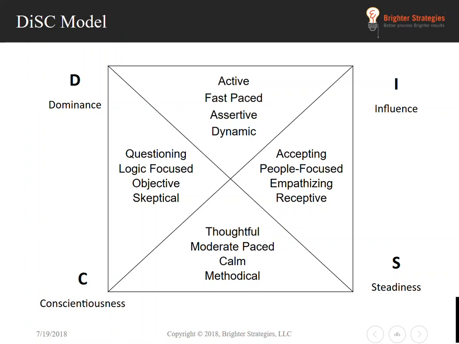You can see, for example, they're much more thoughtful, they're moderately paced, they're calm, they're more methodical. If you look at Ds and Cs, they tend to be more questioning, more logic focused, objective, and skeptical, whereas our I's and our S's, they share other behavior traits where they tend to be more accepting, more people focused, more empathetic, and more receptive. And we're going to jump into each of these in a little bit more detail just so that you can get a sense of each of the 4 styles. We're going to start with D for dominance.